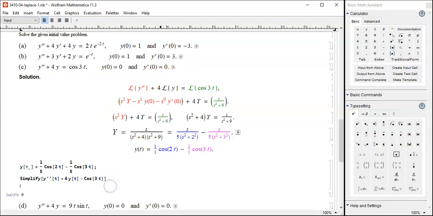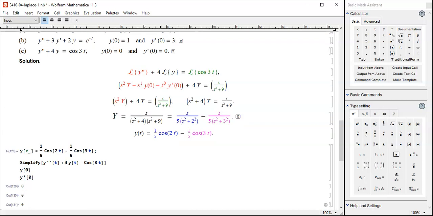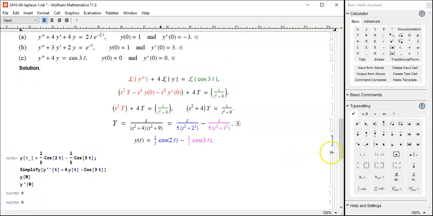Now, how about the initial conditions? Y of 0 and y prime of 0. Are they both zeros? Yes, they are both zeros. So we have the correct solution there.